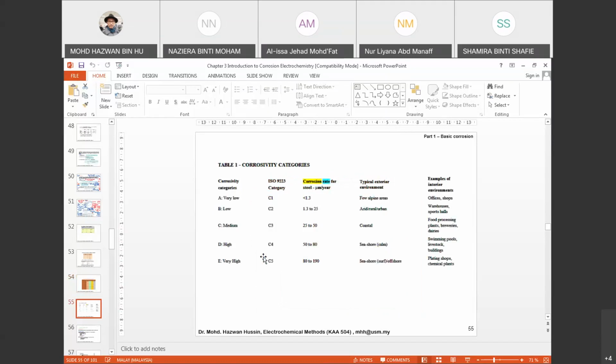So similar explanation in terms of corrosivity categories. For C1, only few corrosion attack, and this one is basically at the alpine areas. For C2, we can say that it normally occurs at the urban area, rural area. C3, normally coastal area near to the marine side. C4 is for seashores, and then C5 is for seashores or offshores that have very high attacks of tidal or others.